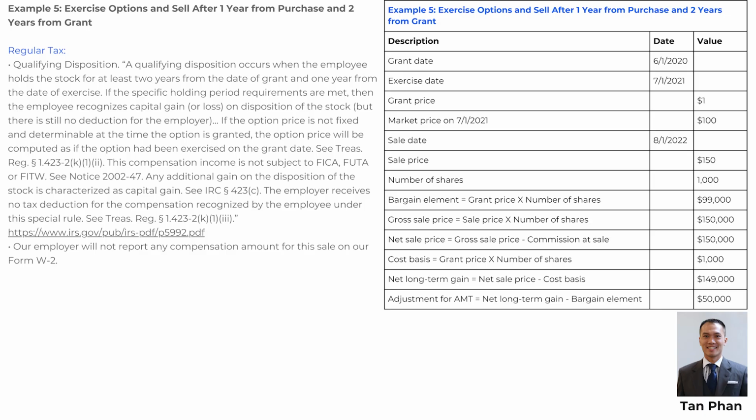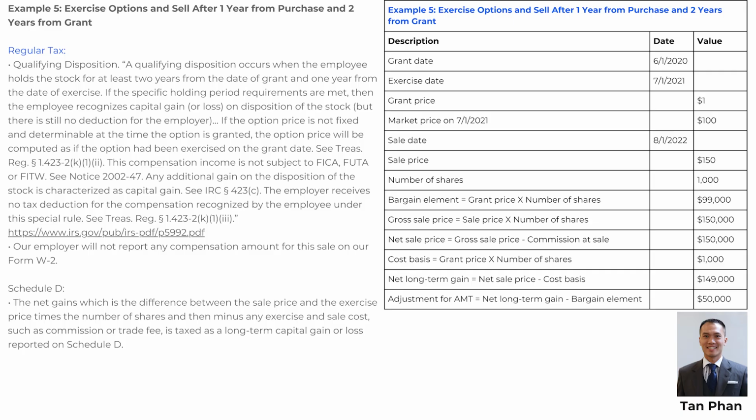See Notice 2022-47. Any additional gain on the disposition of the stock is categorized as capital gain. See IRC 423(c). The employer receives no tax deduction for the compensation recognized by the employee under this special rule. See Treasury Regulation 1.423-2(k)(1)(ii). Our employer will not report any compensation amount for this sale on our Form W-2.